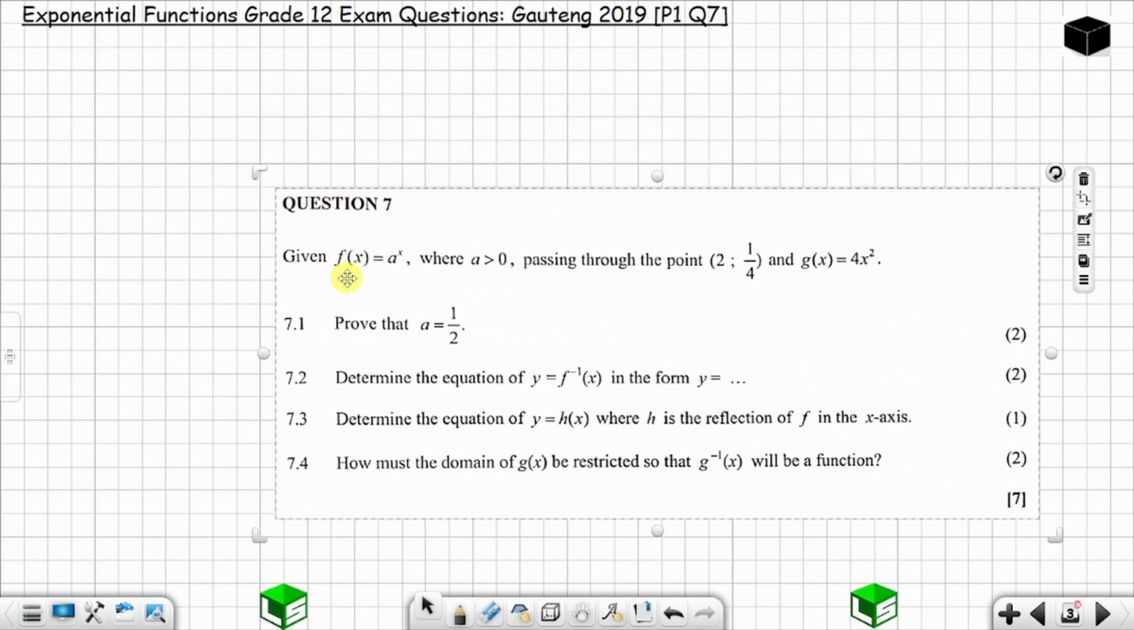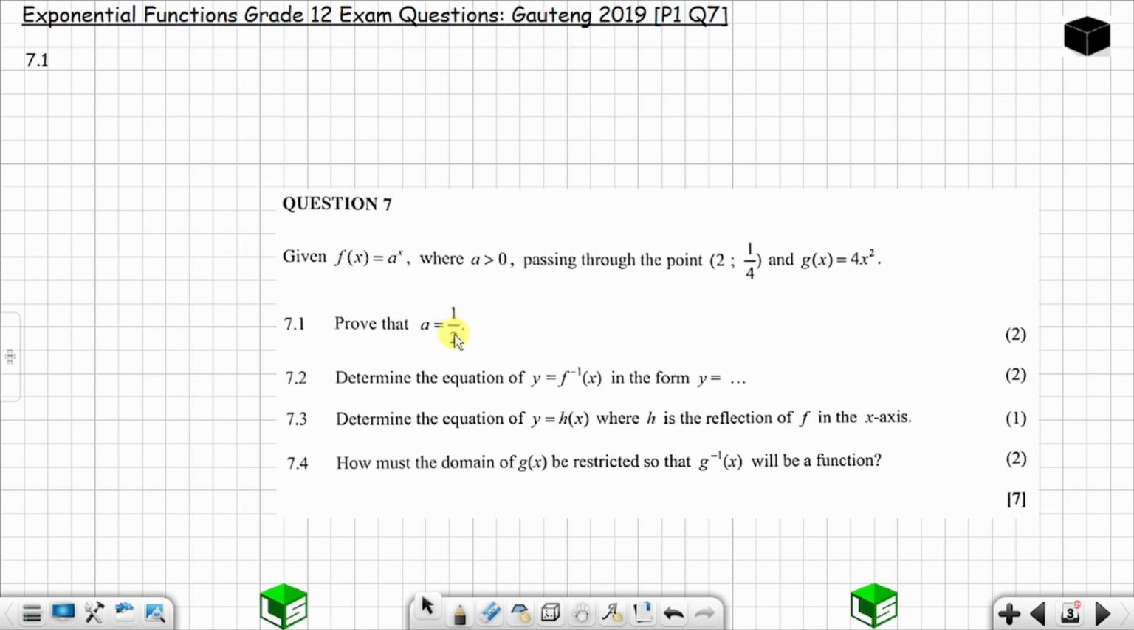Question 7: given f of x is equal to a to the power of x, where a is greater than 0, passing through this point, and g of x is equal to 4x squared. You are given f of x and g of x. F of x is passing through the point with this coordinate, and you are told that a is greater than 0. Now 7.1, 2 marks: prove that a is equal to 1 over 2.